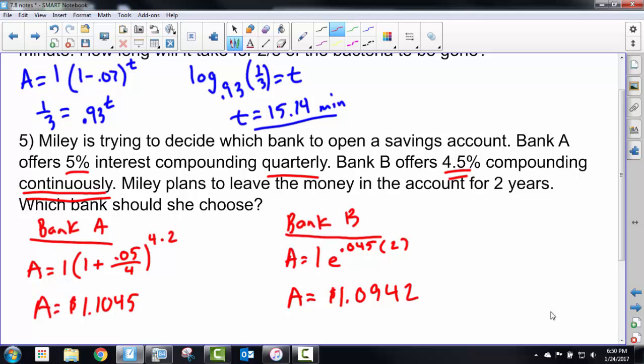One other interesting thing to point out is I put on there 2 years. Truthfully, it wouldn't matter if this question was 2 years, 5 years, or 100 years. Bank A would actually still be slightly preferable to Bank B, but of course the difference would be fairly minimal unless you're putting in large amounts of money.